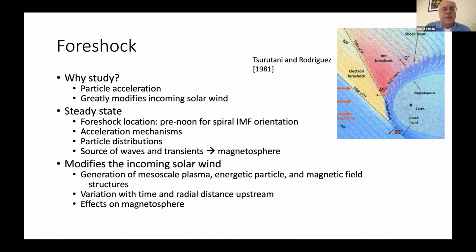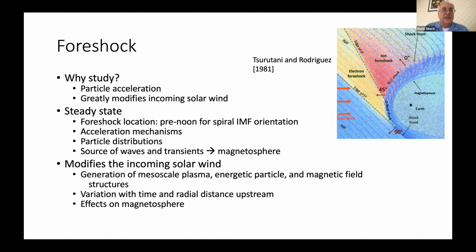Okay, let's move a little bit closer to the Earth. Why did we study the foreshock? It's a great place for particle acceleration. And as I'll show you, it dramatically modifies the incoming solar wind. So if you're a magnetospheric physicist, please think about what happens to the solar wind in the foreshock. And I'll show you that in a few slides.